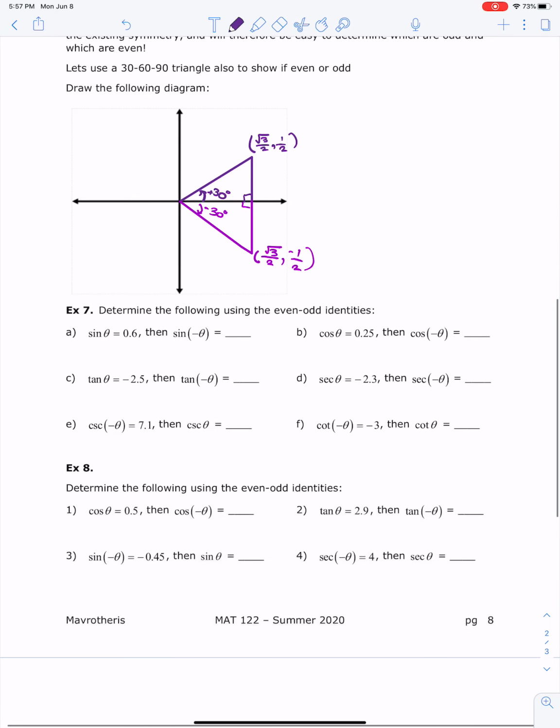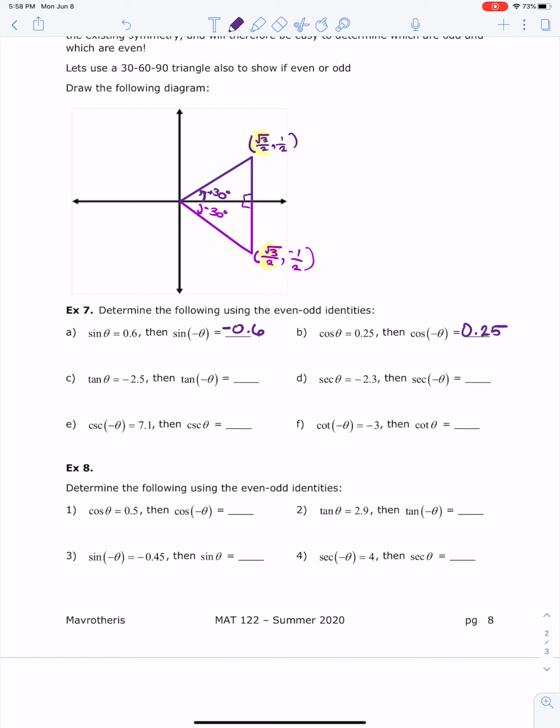So let's walk through this next group. Exercise 7a. Sine of theta is 0.6. We know that sine is an odd function, so if we plug in negative theta, we get negative 0.6. B, cosine of theta is 0.25. And if it helps, look up here. My cosines are positive, whether theta is positive or negative. It really doesn't matter what the angle is. It's still going to reflect over the x-axis. If the cosine of theta is positive 0.25, then the cosine of negative theta is also going to be positive 0.25.